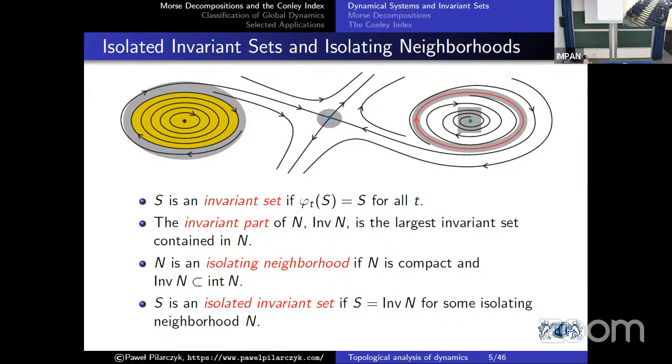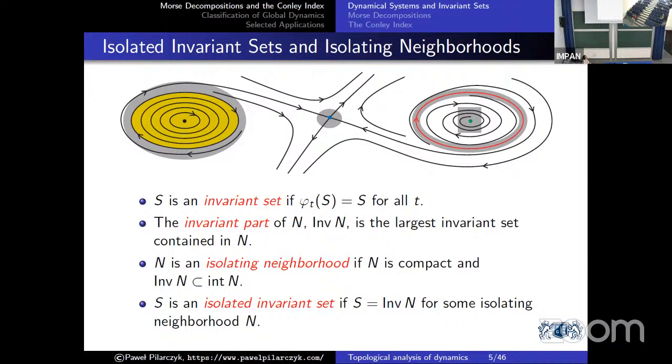For example, inside this gray disk, its invariant part is just the fixed point, because any other trajectory escapes from this disk either in forward or in backward time. We say that N is an isolated neighborhood if it is compact and its invariant part is contained in its interior. So we would like to get some sort of isolation for those invariant sets, so that we have some safety margin when we do numerical computations. So we must take into account some round-off errors, some numerical errors, and this is why we need to have this invariant set in the interior of this neighborhood.